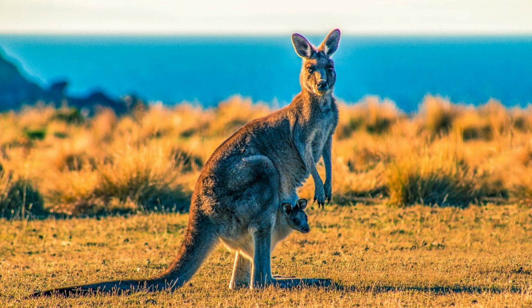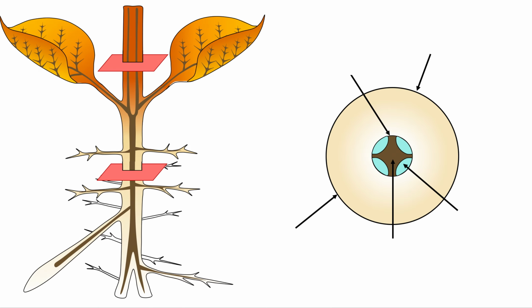So in this video, we're going to be looking at two important things: the structure of a root and the structure of a stem. So let's first go into the root. If we slice open the root and look at it from the top, this is what we see.